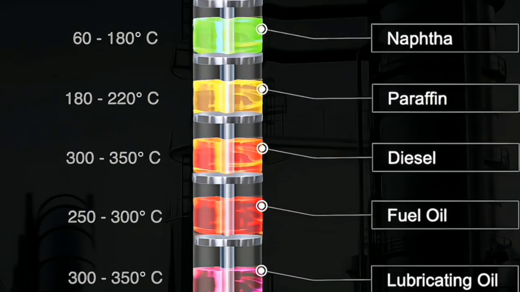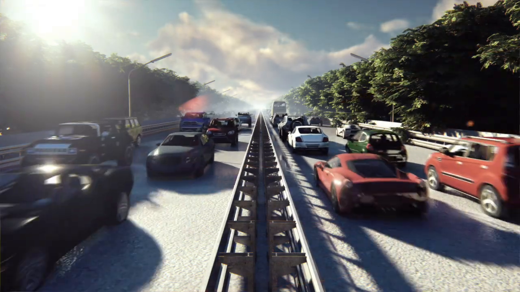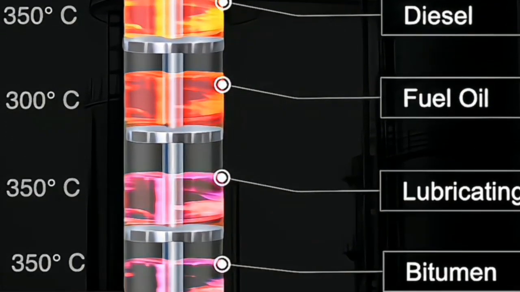The lighter and medium weight liquids require less processing before they're ready to be used in cars and trucks. The heavier liquids need more processing to become useful.